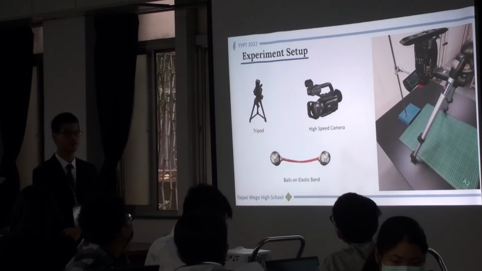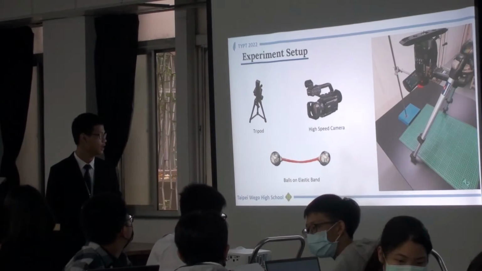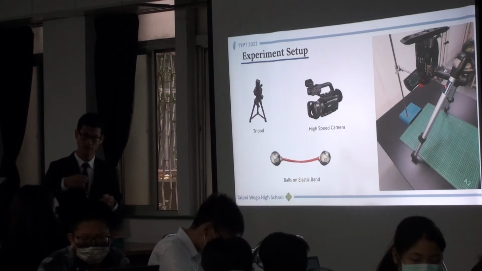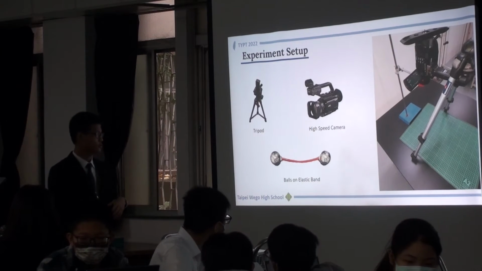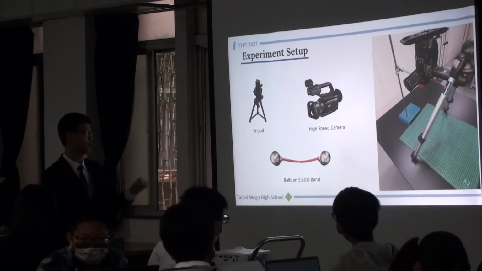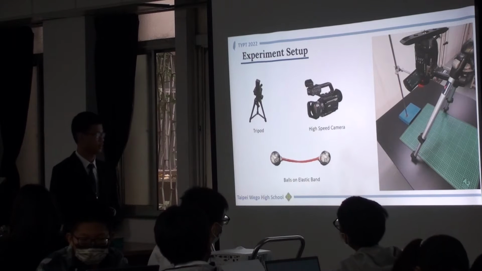So for our experiment setup, we use a tripod and a high-speed camera to record the balls on the speaker spinning from above. And then we use different surface materials like the screen pad and table. They all have different friction to analyze against each other.